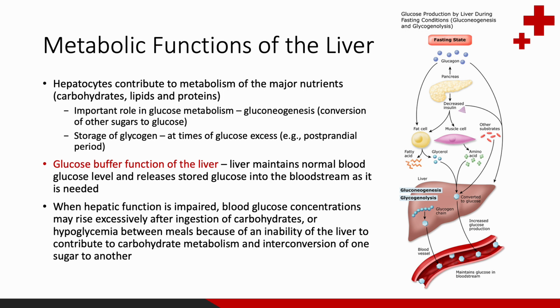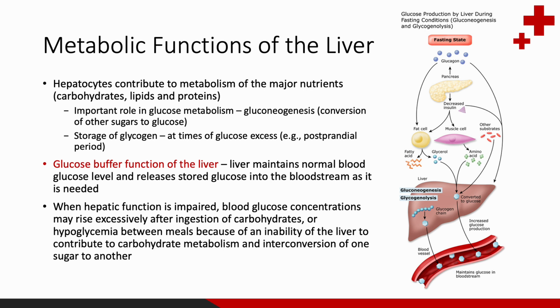mainly carbohydrates, lipids, and proteins. It serves an important role in glucose metabolism and as storage of glycogen. The so-called glucose buffer function of the liver maintains the stability of blood glucose levels in the postprandial period, releasing excess glucose from the blood and returning it as needed.